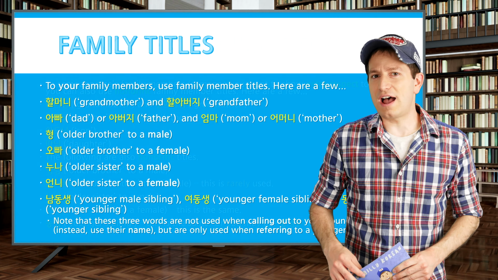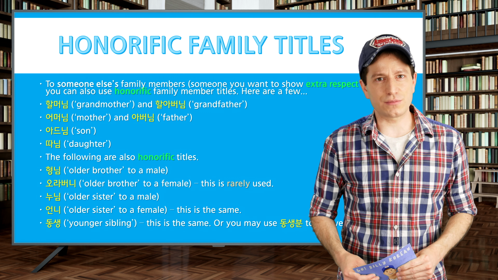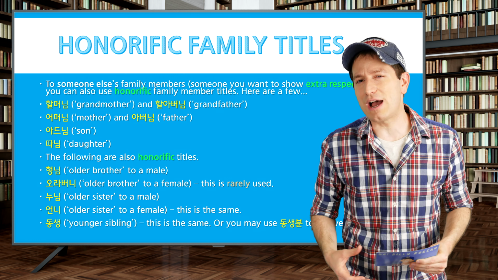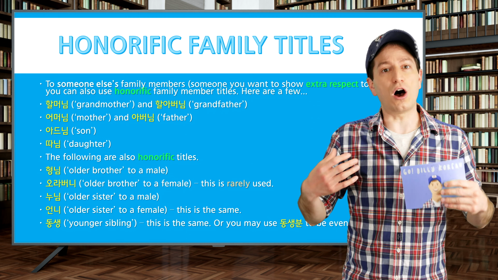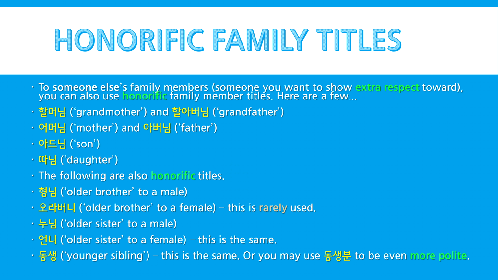Now, those words are fine to use for your own family members, but if you're talking about someone else's family member and you want to show an additional amount of respect, there are also some honorific titles you can use for other people's family members. Here are some of those. These would be people who you want to show extra respect toward. For example, 할머님 for grandmother and 할아버님 for grandfather. 어머님 for mother and 아버님 for father. 아드님 for son and 따님 for daughter.